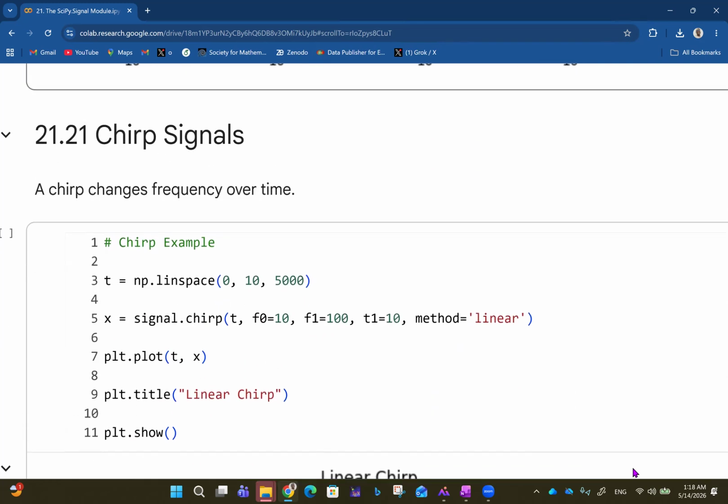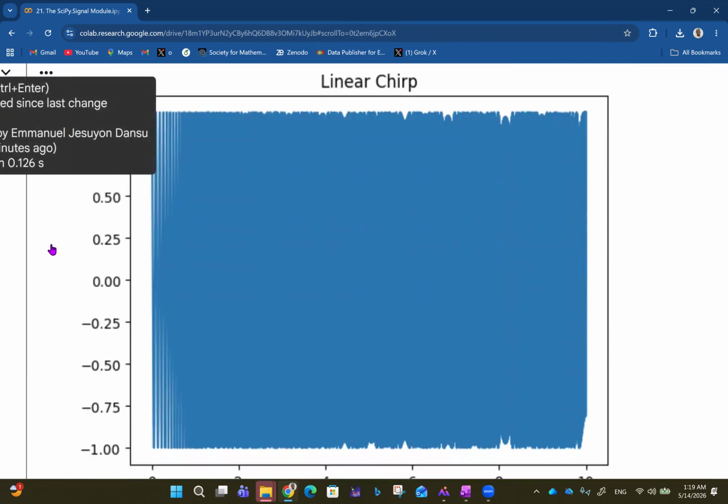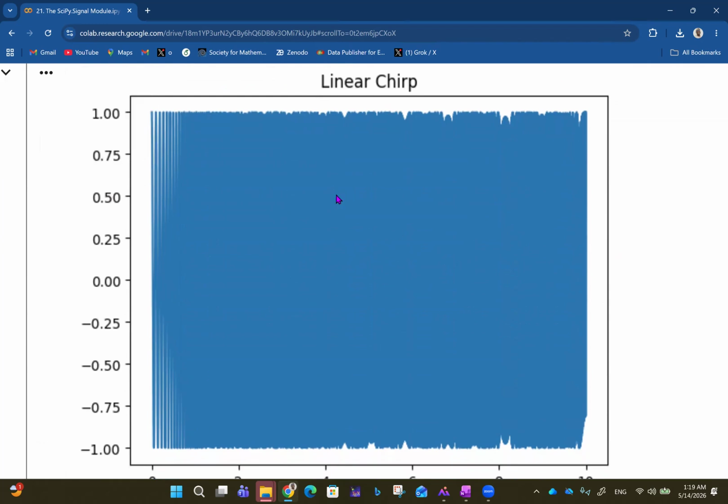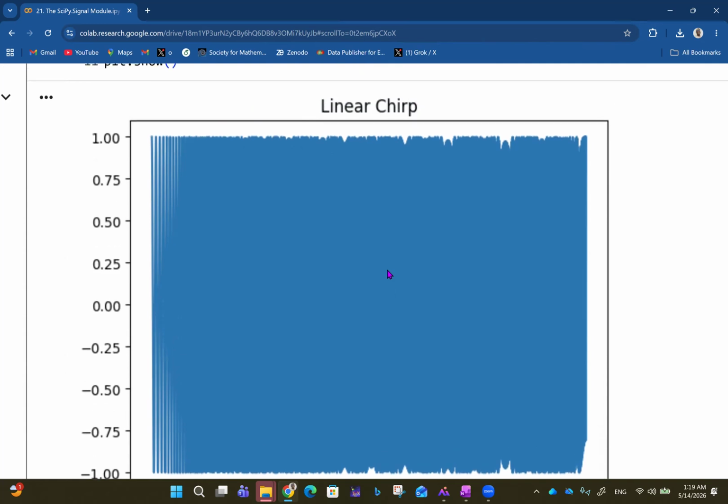Then you have chirp signals. A chirp changes frequency over time. So if you have t to be from 0 to 10 in 5,000 steps, 5,000 divisions, and you have x to be signal.chirp. So you have t, you have frequency f0 that's 10, f1 is 100, t1 is 10, and the method is linear. Then you plot t against x for the linear chirp now. So you can see how this one comes. You see that it's changing frequency over time.